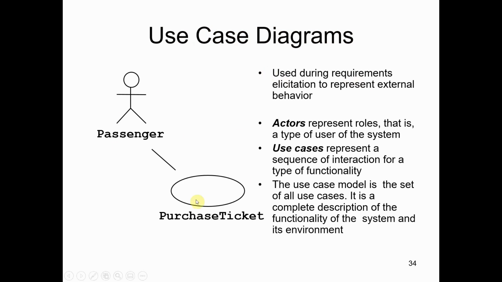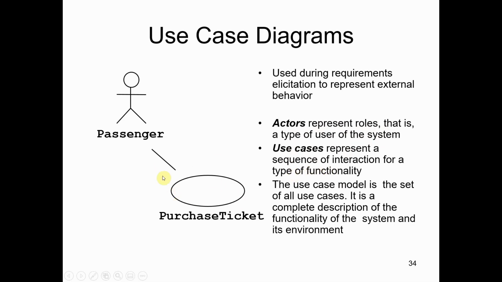The use case diagram contains actors and a bunch of use cases. An actor represents a role, a type of user of the system, or anything outside of the system that will interact with the software system under development. It can be a user, or an external database or external system that interacts with your system, which is also considered an actor. A use case represents a sequence of interactions for a type of functionality.